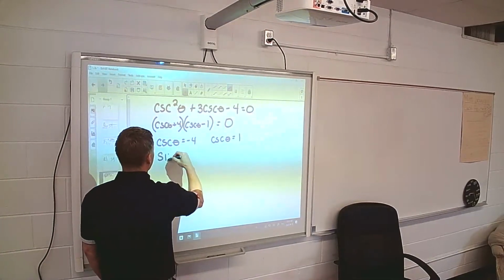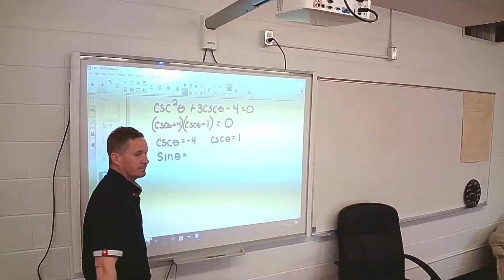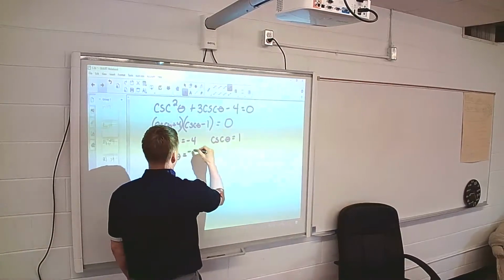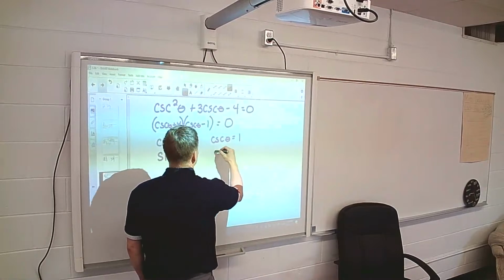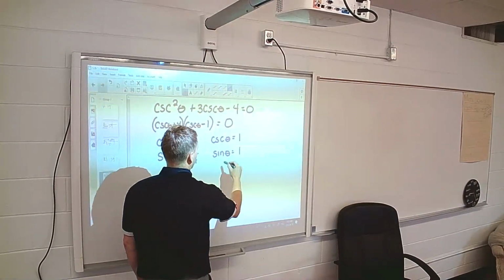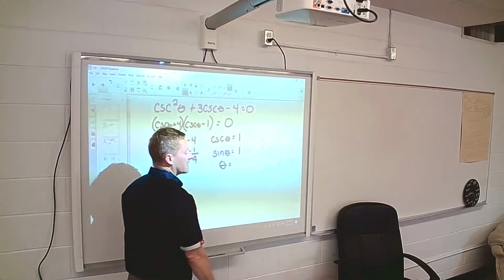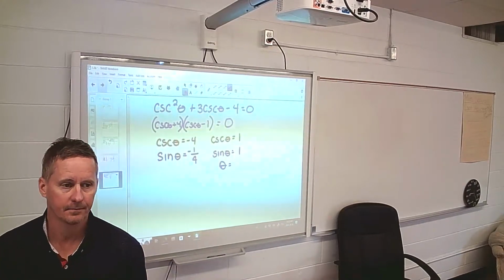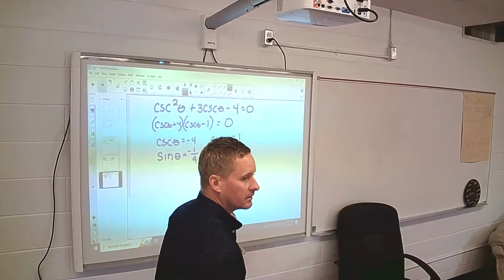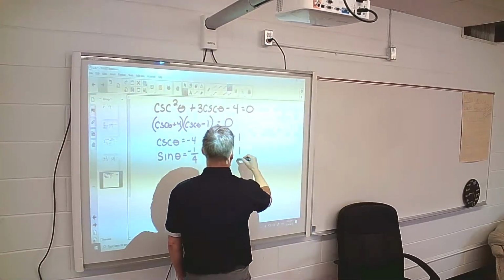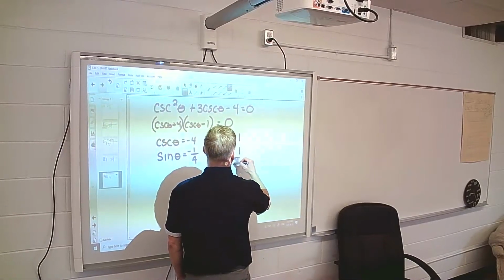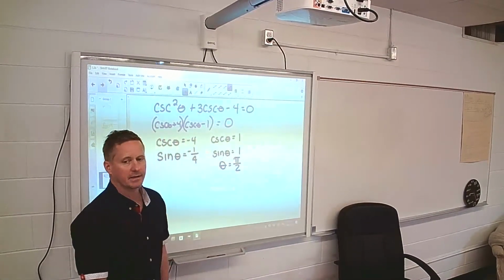That means that sine theta is equal to what? Right. Very good. And sine theta here is equal to 1. Where does sine theta equal 1? What is it? Radians. Okay, so there's your first answer.